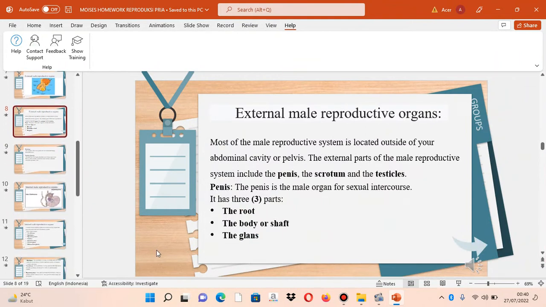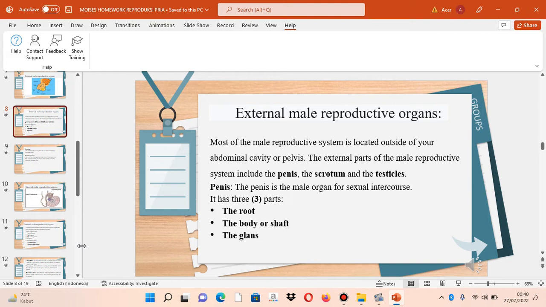So, in the external reproductive organs, most of the male reproductive system is located outside of your abdominal cavity or pelvis. The external parts of the male reproductive system include the penis, the scrotum, and the testicles.